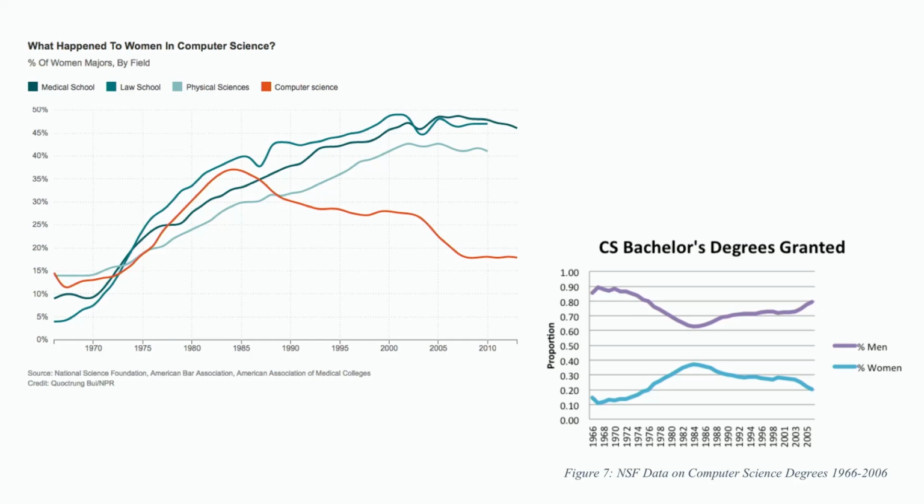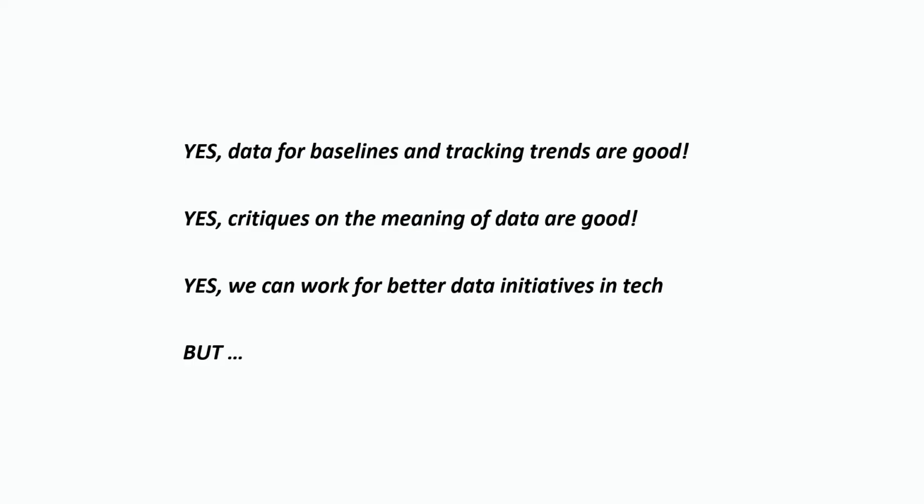And if you look at the bottom right, this is an example of a pattern. Computer science degrees granted from 1996 to the late 2000s. And that's an interesting pattern. You watch as the number of men getting computer science degrees goes up, the number of women goes down, and the inverse relationship here is rather fascinating. So these are good uses of data to understand these trends. So yes, data is necessary for certain types of baselines of participation, for tracking of trends, and this is good.